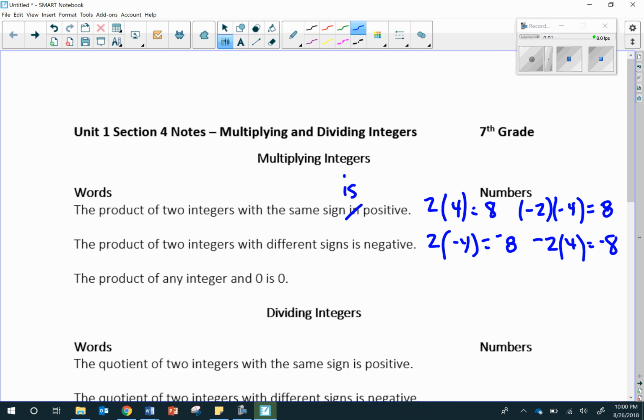The product of any integer and 0 is always 0. So 2 times 0 equals 0, and negative 2 times 0 also equals 0.